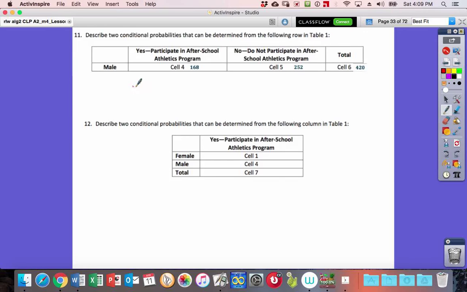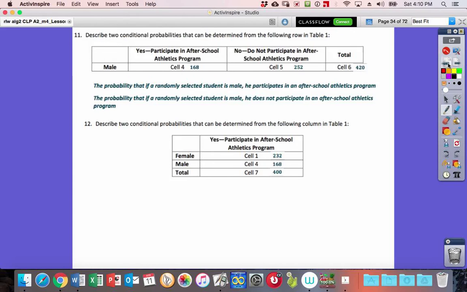Okay, so describe two conditional probabilities that can be determined from the following row in table 1. So now they're looking at males. You could say if a male was selected, the probability that he participates would be 168 out of 420. And out of all the males, this would be the probability of them not participating. And they just wanted the words. It said describe. I did the actual probability.